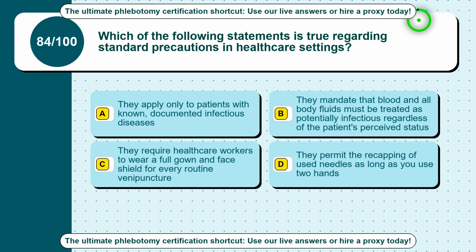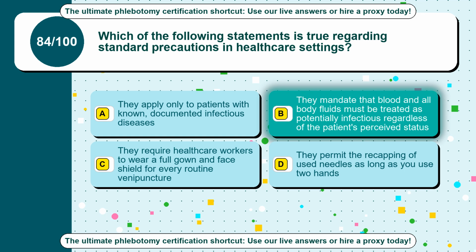Question 84. Which of the following statements is true regarding standard precautions in healthcare settings? Option A. They apply only to patients with known, documented infectious diseases. Option B. They mandate that blood and all body fluids must be treated as potentially infectious regardless of the patient's perceived status. Option C. They require healthcare workers to wear a full gown and face shield for every routine venipuncture. Option D. They permit the recapping of used needles as long as you use two hands.